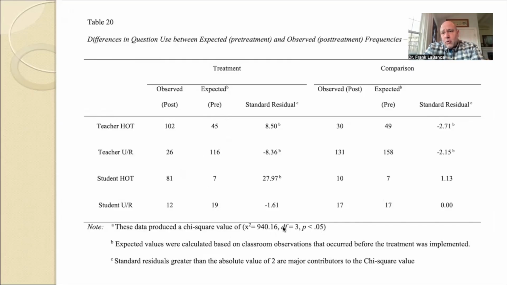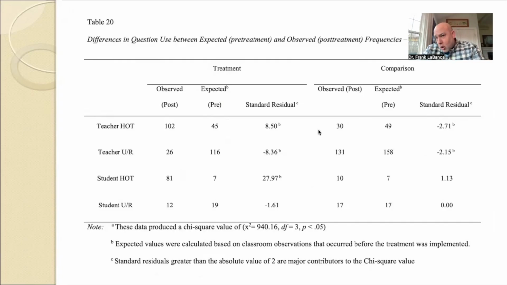And so after you say, okay, we know something's happened, where did it happen? And so we look at the standard residuals, and anything that has a value greater than 2, absolute value of 2, has got a significant difference. So here we see 8.5, negative 8.36, positive 27.97. These are all statistically significant. This change in the lower order thinking of the students is not significantly different.